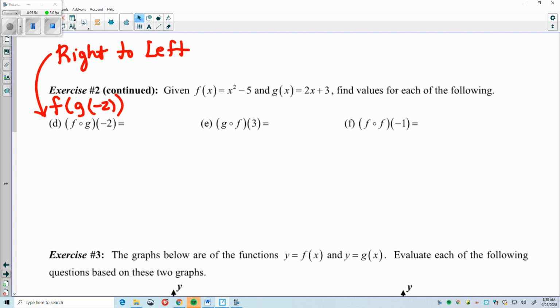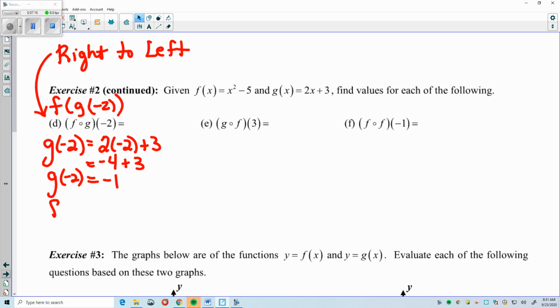Okay, so first thing we're going to do is the g of -2. And so we're going to plug in anywhere I see an x, I make it a -2 plus 3. So 2 times -2, I get -4 plus 3, we get a -1. So we'll take this answer and plug it into the f function. So in our f function now, I have -1 squared minus 5. So -1 squared, I get 1. 1 minus 5, I'm going to have a -4. So final answer for this, I could say the f of g of -2 is equal to -4.